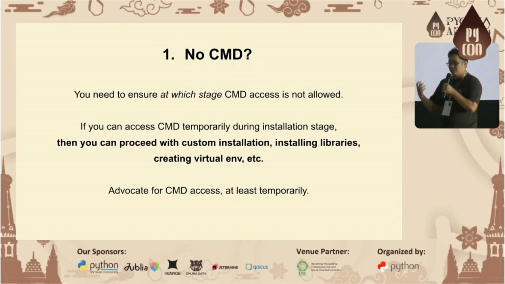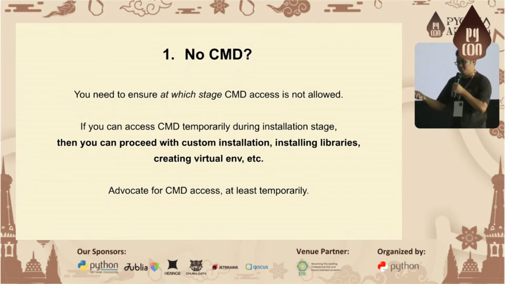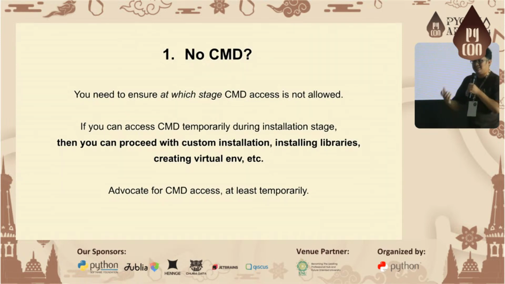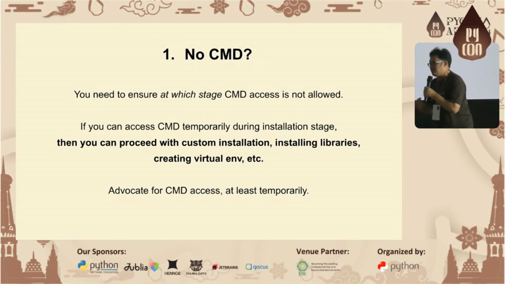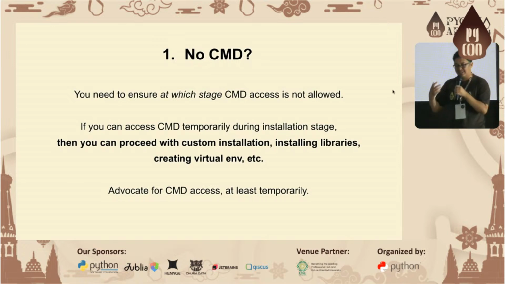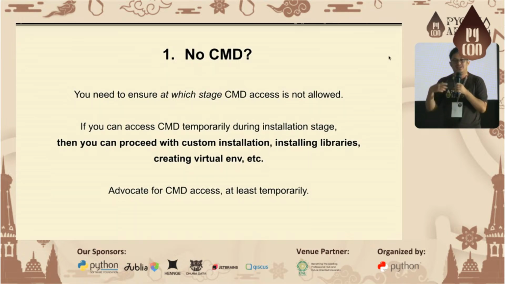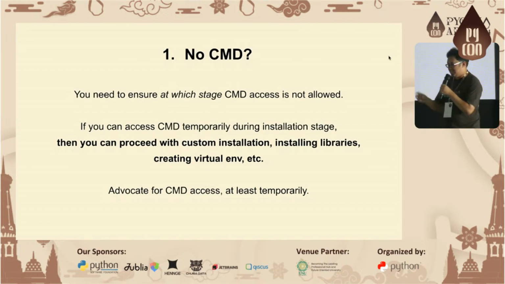Right? What you really want to do at this stage is at least advocate for some temporary access to command prompt, right? Because, for example, if you cannot really access it permanently, then you cannot do all these things. Instead, try to advocate to at least have some temporary access to the installations. That way you can still work on your plan. You can install libraries, you can create virtual environments, etc. That will be helpful.